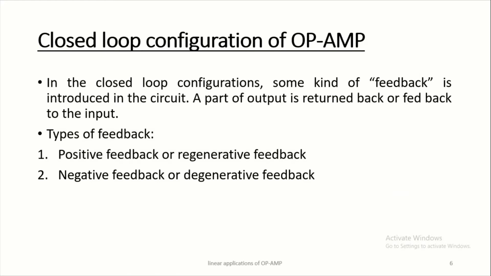Closed loop configuration of the op-amp. In the closed loop configuration, some kind of feedback is introduced in the circuit. A part of the output is returned back, or fed back, to the input. That means a part of the output is connected to the input side, which is called feedback. There are two types of feedback. The first one is positive feedback, also called regenerative feedback. And the second is negative feedback, or degenerative feedback.